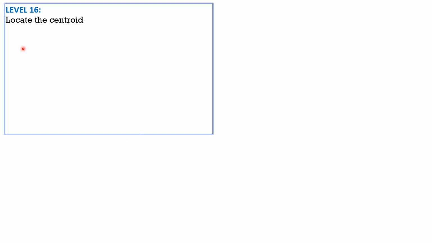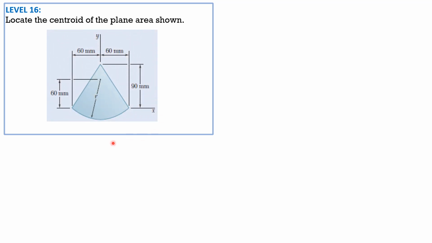Level 16, locate the centroid of the plane area shown. So here is the given figure. We have radius here, this is the center, so we have a sector, and we have the remaining two identical triangles. So let's solve this. From here to this corner here is R. So bar x sub g is 0 because of symmetry. So the centroid will definitely lie somewhere here.